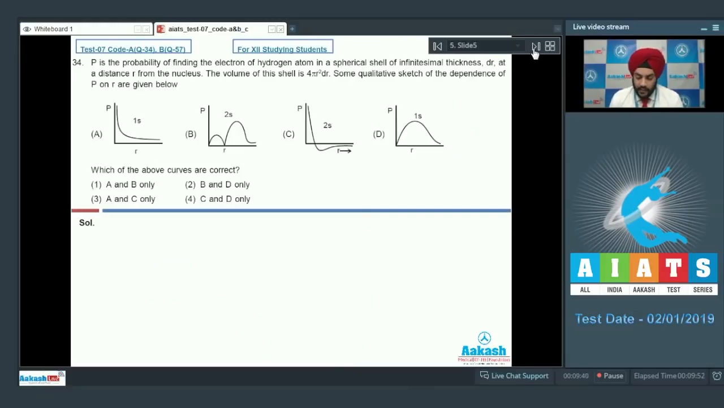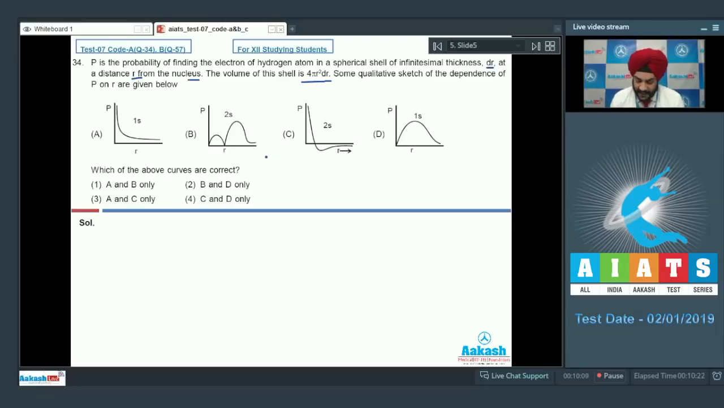Question number 34. So it says, P is the probability of finding the electron of hydrogen atom in a spherical shell of infinitesimal thickness dr at a distance of r from the nucleus. The volume of this shell is 4 pi r square dr. Some qualitative sketch of the dependence of P on r are given below. So which of the above curves are correct?